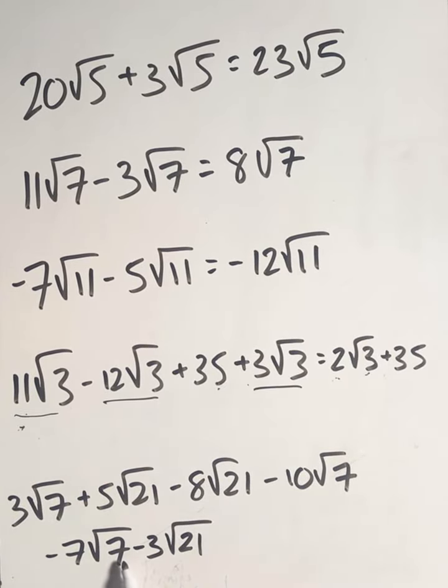You might see that you have 7 and 21, so you might think, well, 21 times 3 is 7. That's correct, but we're looking for perfect square factors of 21, and there are not any. So right now, this would be simplified as negative 7 radical 7 minus 3 times the square root of 21.